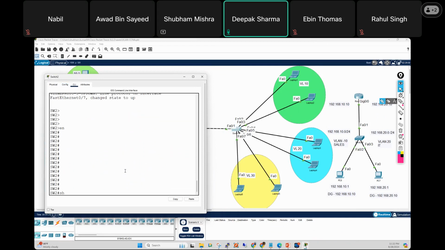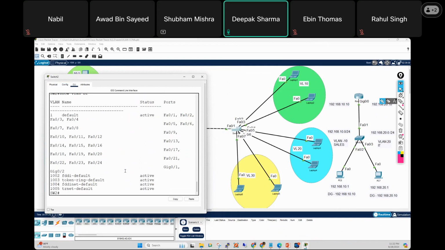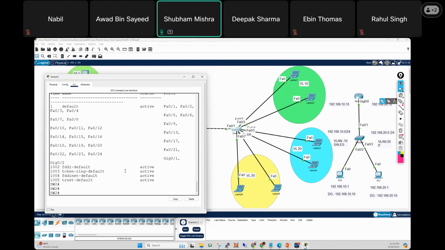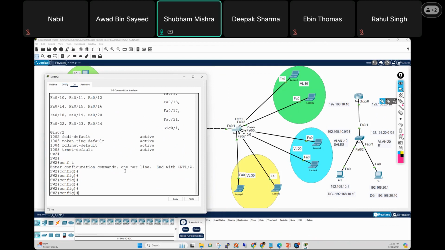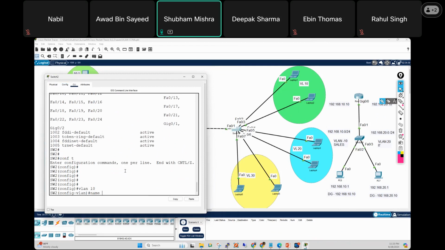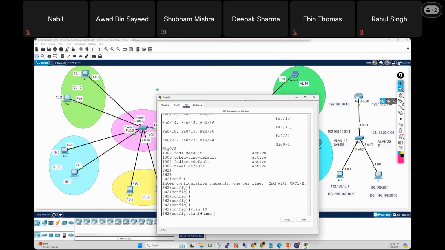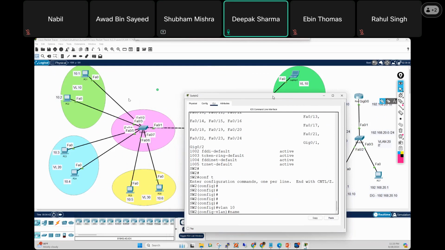Show VLAN brief. Is there any VLAN? No. So first of all, we need to create the VLAN. VLAN number 10. What is the name, guys? I think IT. Here I configure IT.